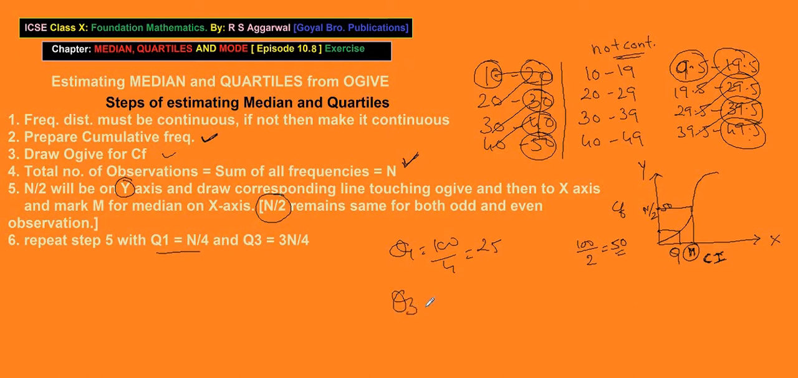Then Q3, that is 3 by 4 multiplied by n, so that is 3 upon 4 multiplied by 100, that is going to give me 75. So where is my 75? My 75 is here. Then draw the line, touch the ogive and bring it to the x-axis. This is my Q3. So I got Q1, I got the median and I got Q3. This is my n by 4, this is my Q1, this is my median and this is my Q3.